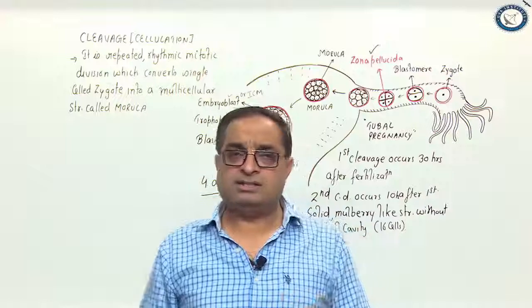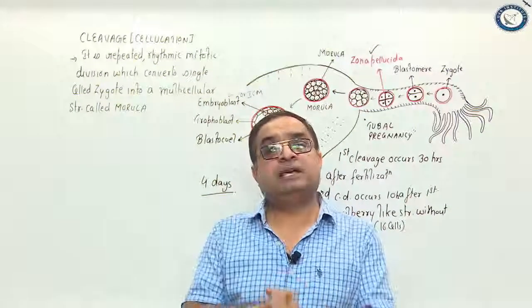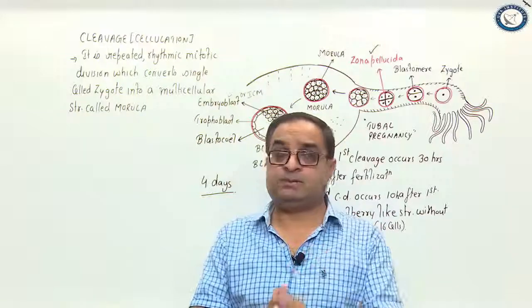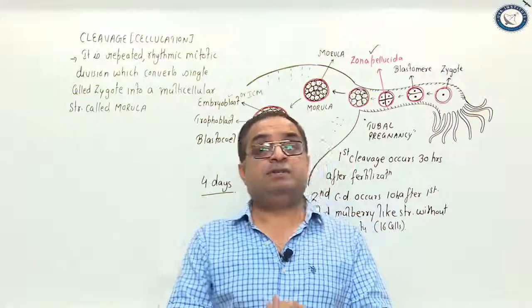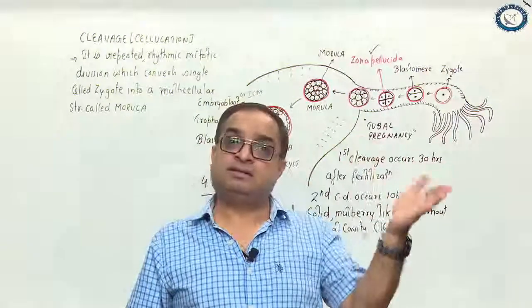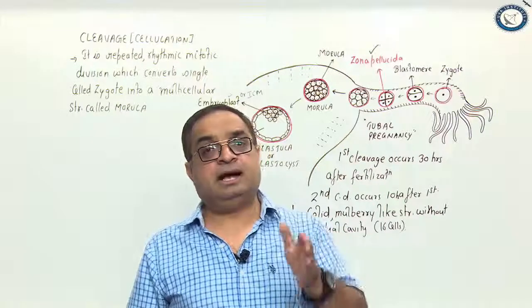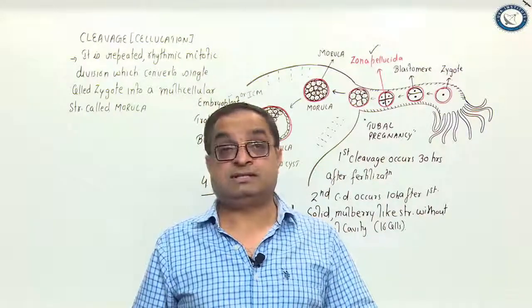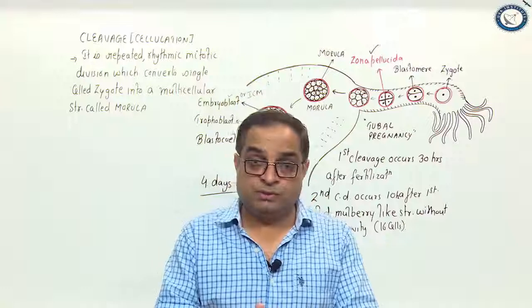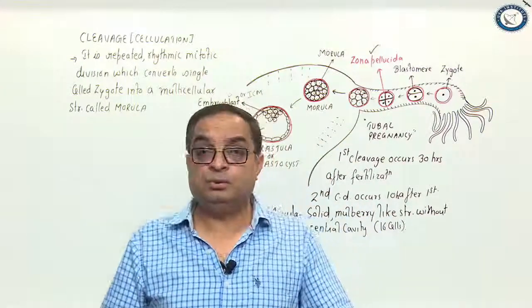In brief, what is cleavage? The zygote is converted into a multicellular structure called morula by the process of cleavage. The first cleavage starts 30 hours after fertilization, then the next is 10 hours after the completion of the first, then the third cleavage is completed by the end of the third day with respect to fertilization. The dividing zygote is moving towards the uterus because ultimately it has to implant in the uterus.